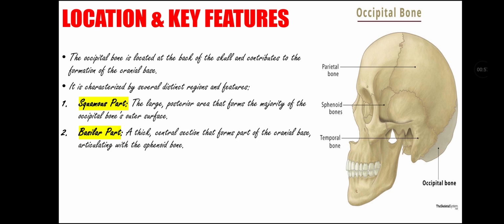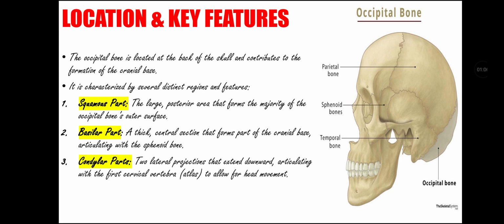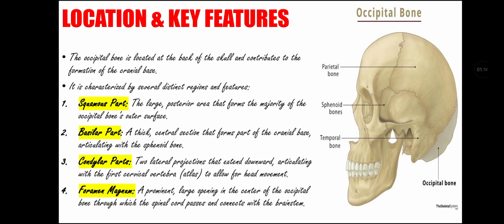Then it has basilar part, that is a thick central section that forms part of the cranial base articulating with the sphenoid bone. Then it has condylar part, that is the two lateral projections that extend downward articulating with the first cervical vertebra, that is the atlas, to allow for head movements. And the next part it has is foramen magnum, that is a prominent large opening in the center of occipital bone through which the spinal cord passes and connects with the brainstem.